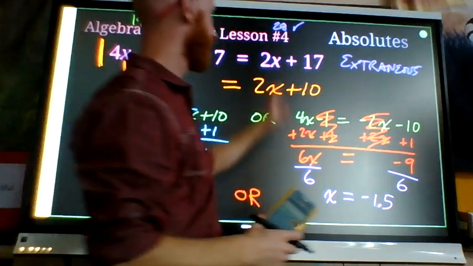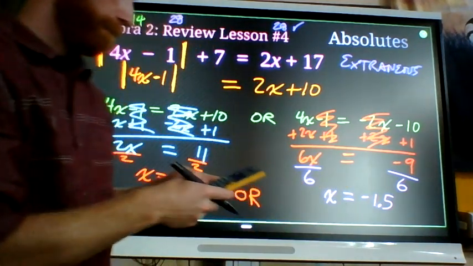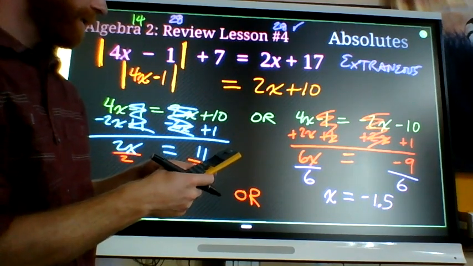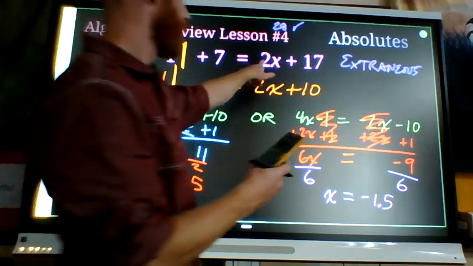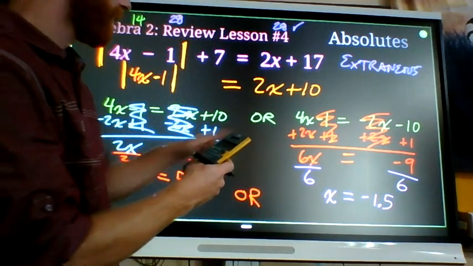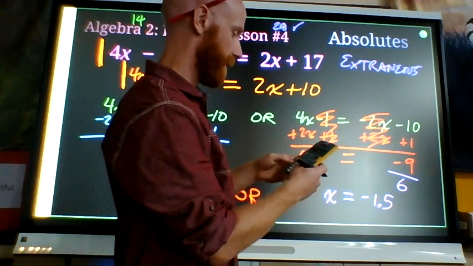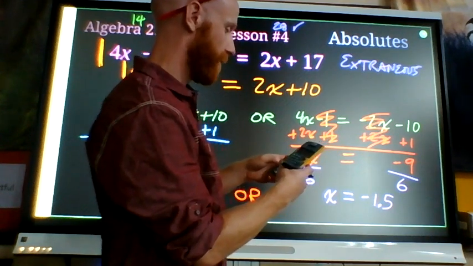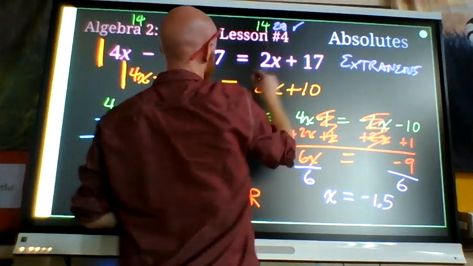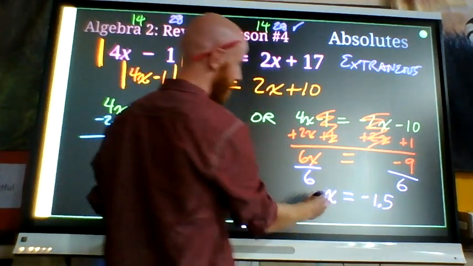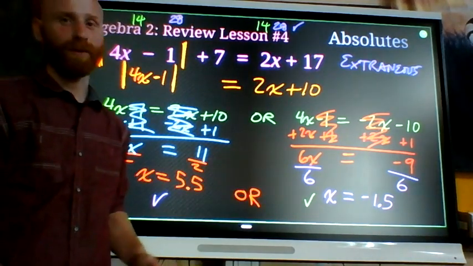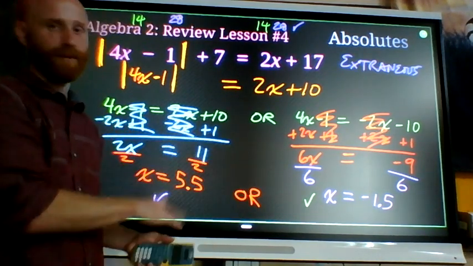Check over here. 2 times negative 1.5 plus 17 equals 14 as well. All right, now that's all good. Both of these are solutions. X equals 5.5, X equals negative 1.5. They both work. You got to tell me they both work.